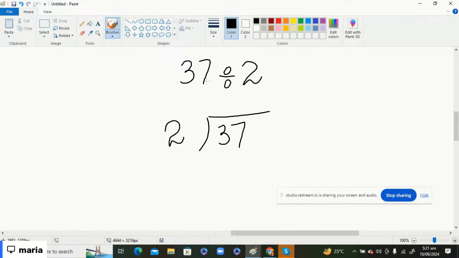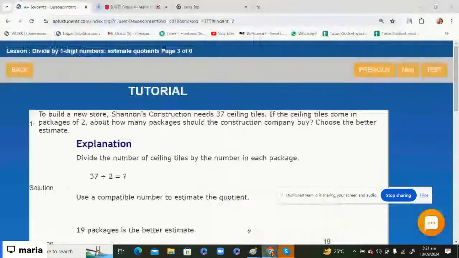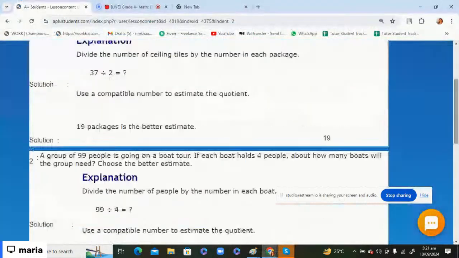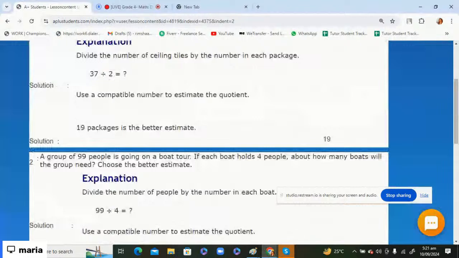2 times 1 is 2. After subtraction, 1 is left, then it's 7. 2 times 8 is 16, and 1 is left again. It's 18. So when we see the better estimate, it's 19. Okay.